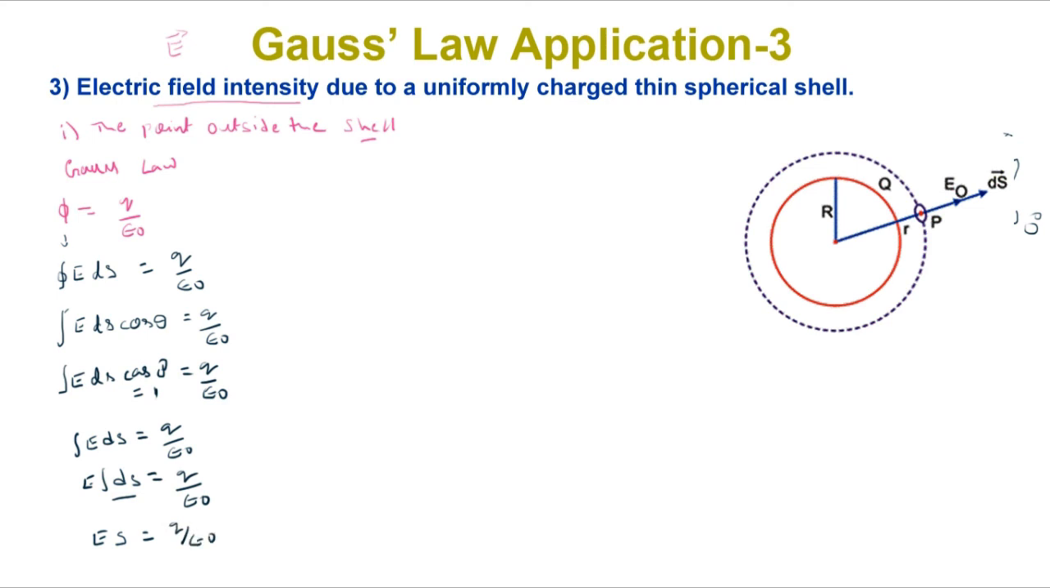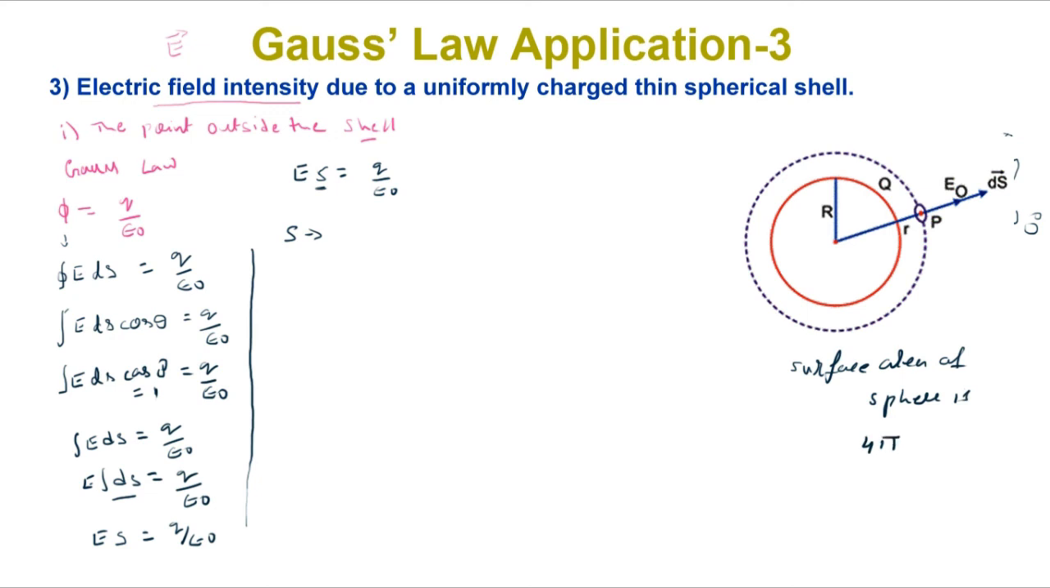Now you see that ES is equal to Q by epsilon naught. What is S? S means the surface area. There is a formula for the surface area of a sphere: the surface area of a sphere is 4 pi r square.